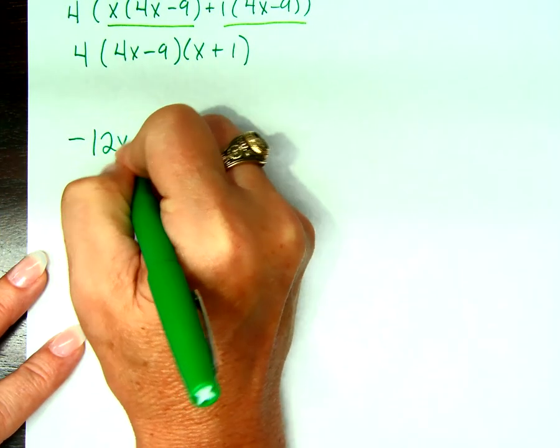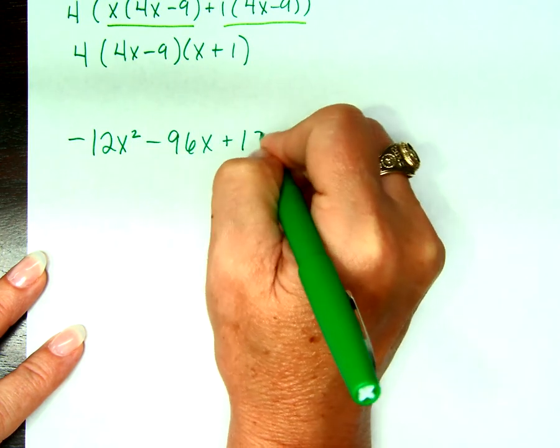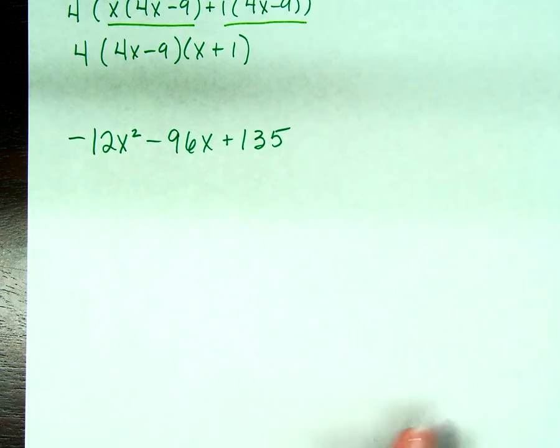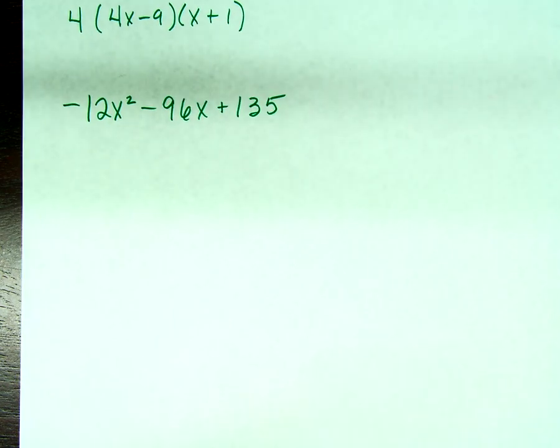Negative 12x squared minus 93x plus 135. No, I'm not trying to hurt you on purpose. But there is one or two that are similar to this that show up on your homework, and I didn't want to leave you out to dry.